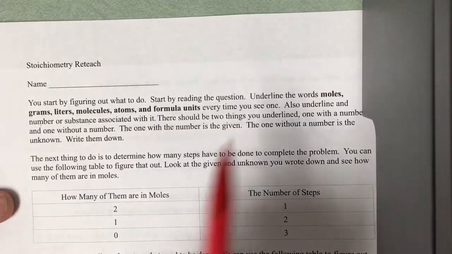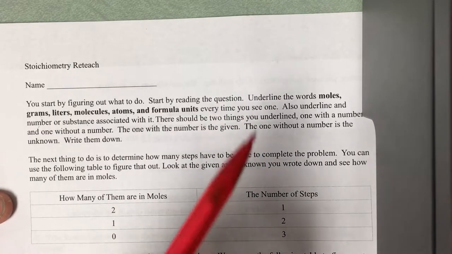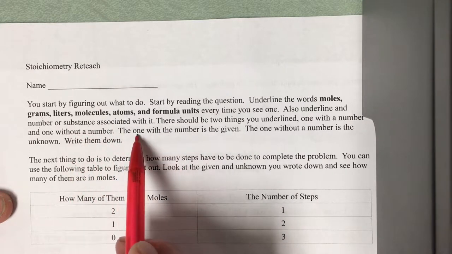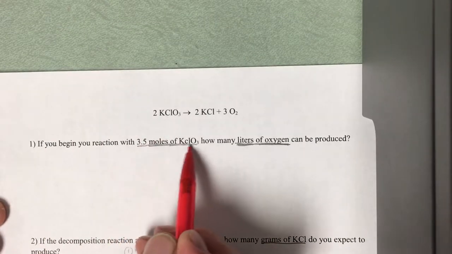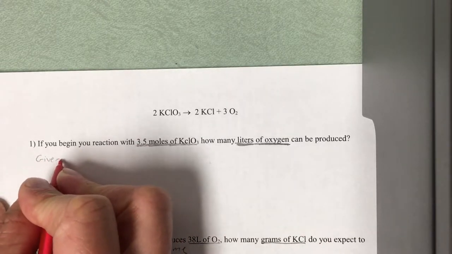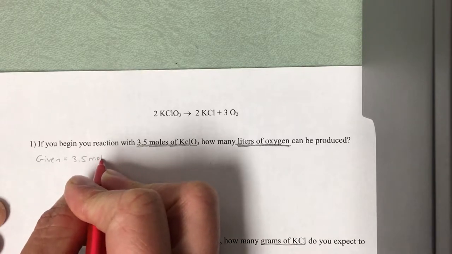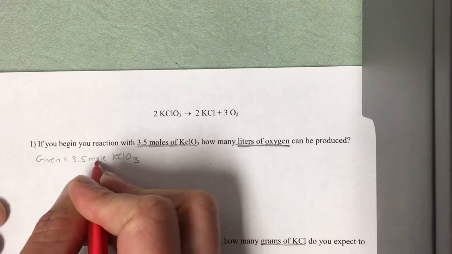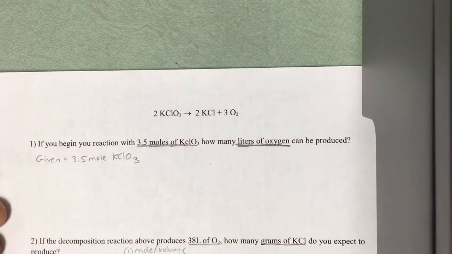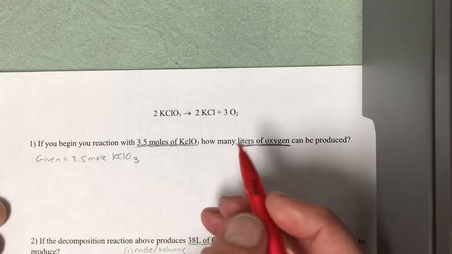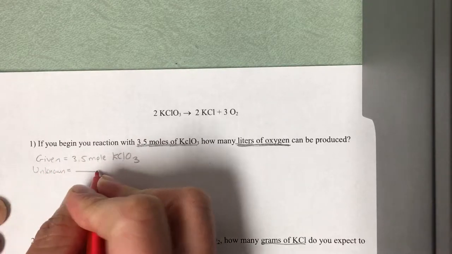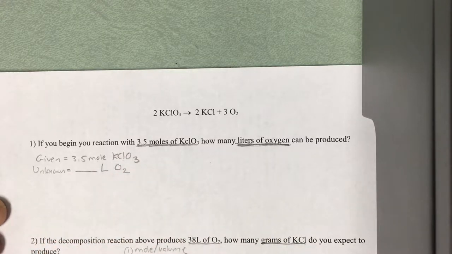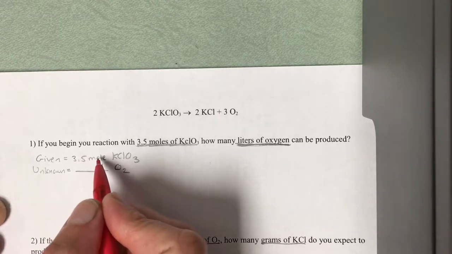It tells us up in here, you should underline two things and only two things. One's going to have a number, the other one won't. The one with the number is the given. The one without the number is the unknown. So the one with the number is the given. And write down the unit and the substance. Always write down the unit and the substance. You'll never know what to do on the next step unless you do that. The one without the number is the unknown. Given has the number, unknown does not.